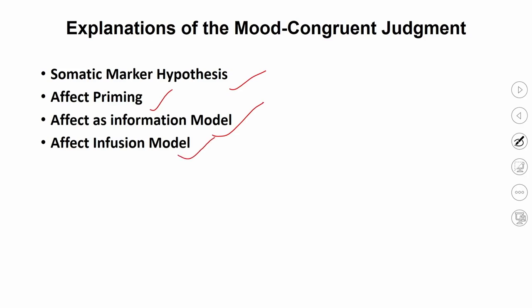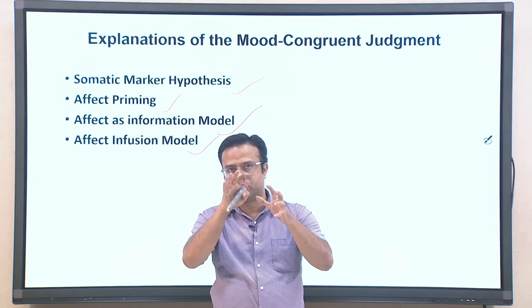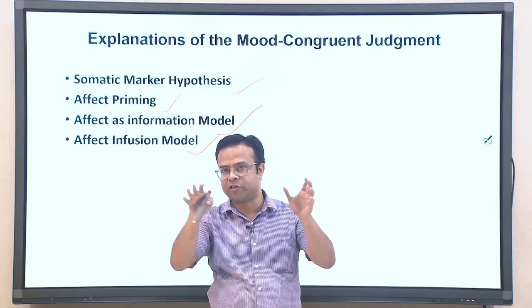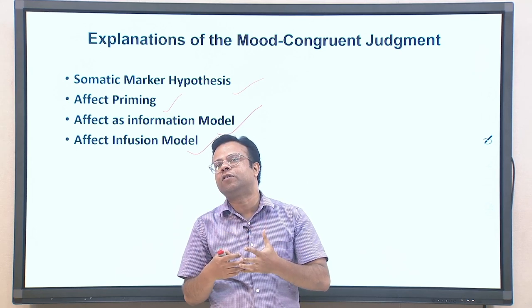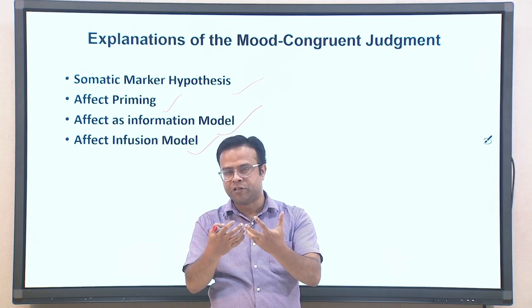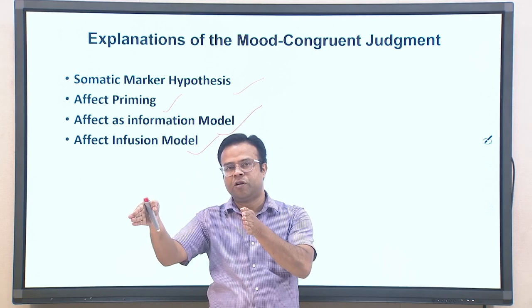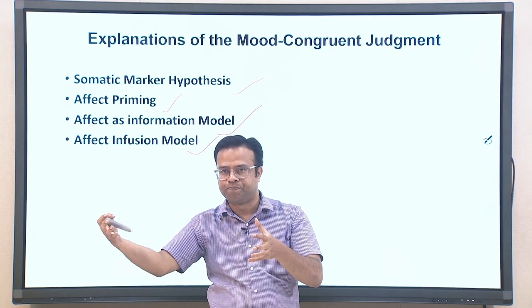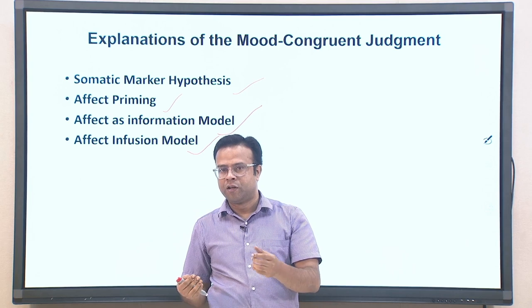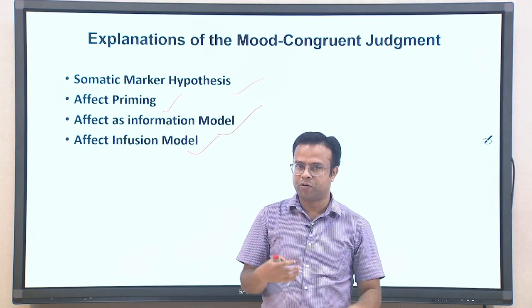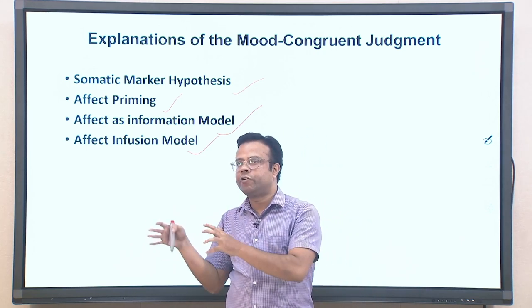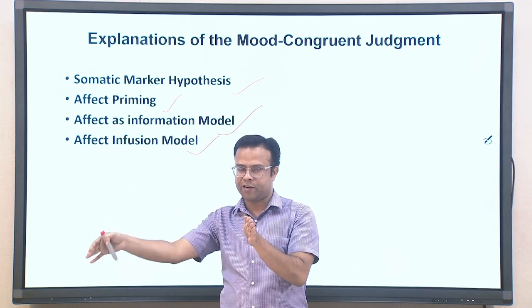Some of these theories we have also discussed very briefly in the first lecture of this module, which talked about the relationship between emotion and cognition, the introduction part. Here we will talk more about these explanations, these theories, in the context of how they influence judgment, a little bit more elaborately. Some brief introduction was already given, but we will talk in more detail and try to understand them in the context of judgment and decision making.